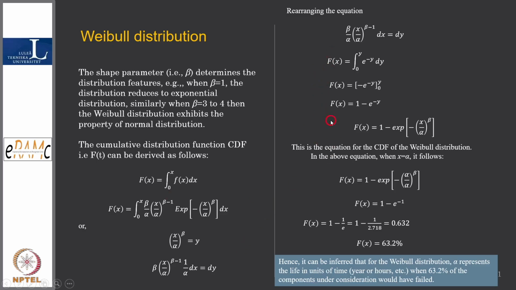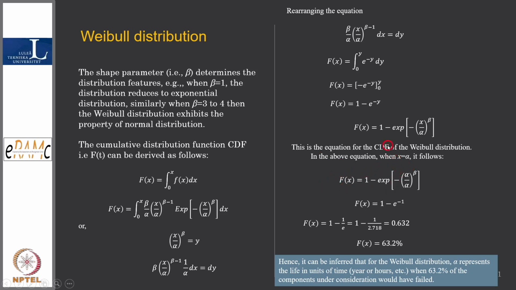Okay, and we get the cumulative distribution, that is the failure probability, equal to 1 minus exponential of minus (x upon alpha) raised to power beta. And this is the equation for the CDF of the Weibull distribution. In the above equation, when x is equal to alpha, it follows 1 minus this thing.